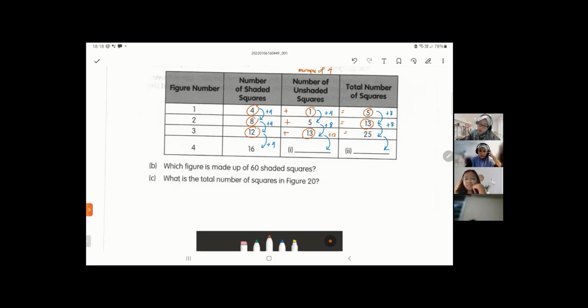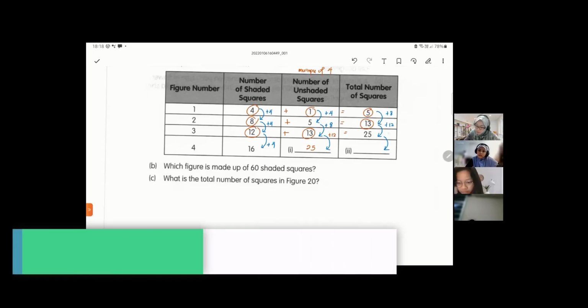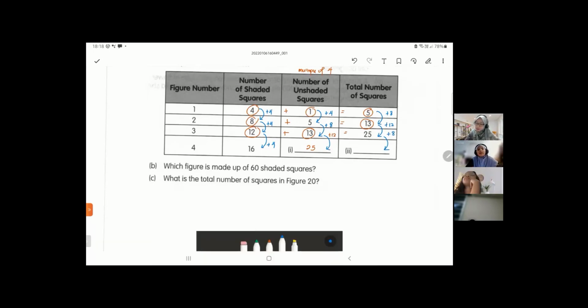So from 4, 8, 12, so 13 plus 12, you get 25. All right, that's a pattern. This is multiple of 4. The total number of squares, which means this part here. Okay, so 5 plus 8 is 13. And then 13 plus, not plus 8, plus 12. Yeah, added wrongly. Plus 12, you get 25. And then the figure 4, you take 13 plus 8 again. Okay, so 5 plus 8, you get 13. 13 plus 12, you get 25.